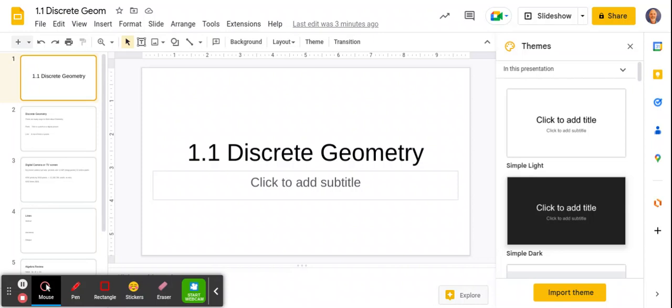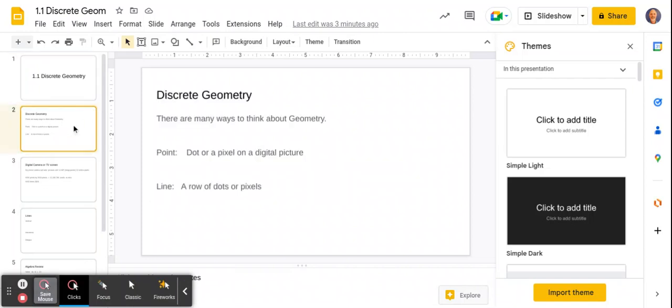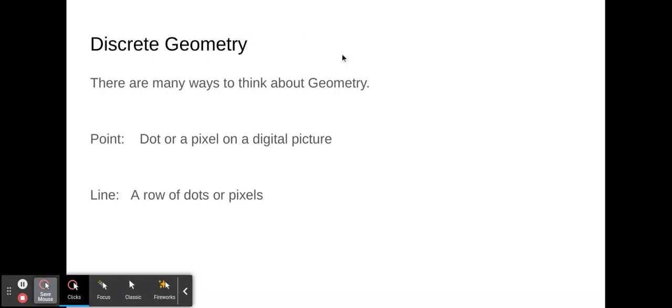Welcome to our first video lesson on geometry, and we're going to start geometry with thinking about something called discrete geometry. So when we think about geometry, we can think about a lot of different things, and there's a lot of different ways to think about geometry. So we're going to start off by looking at a couple of different ways to do that. So let me go and make this a slideshow so we can see it a little bit better.